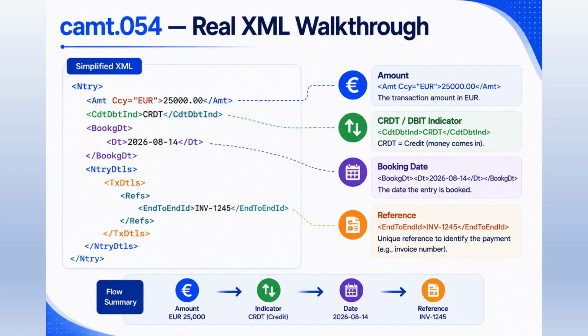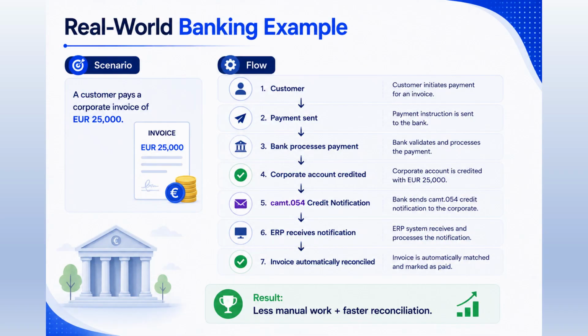Let's now look at a simplified XML example. The AMT element tells us the transaction amount and currency. Here we have 25,000 euros. Next, CRDT tells us whether the entry is a credit or debit. Here the value is CRDT, meaning credit. The BookDt section provides the booking date. In this example, August 14, 2026. Finally, inside the transaction details, we have the end-to-end ID, which is INV 1245. So when reading this XML, focus on four things: amount, indicator, date, reference.